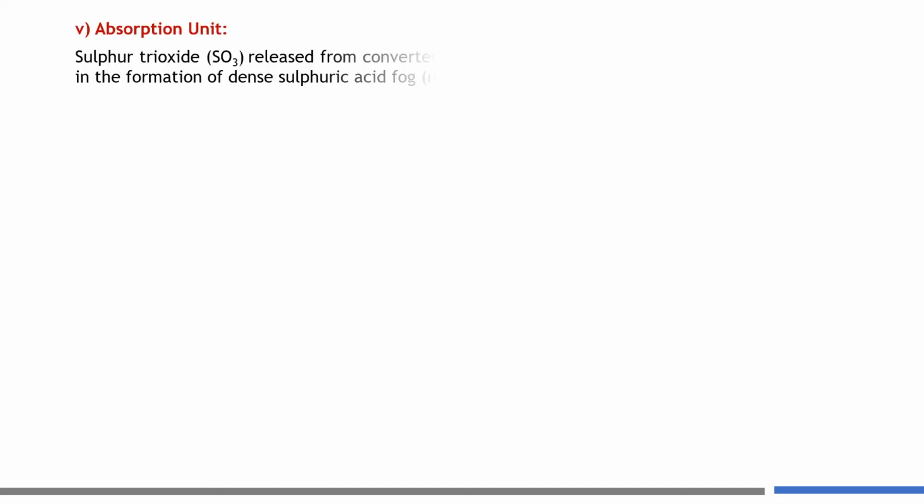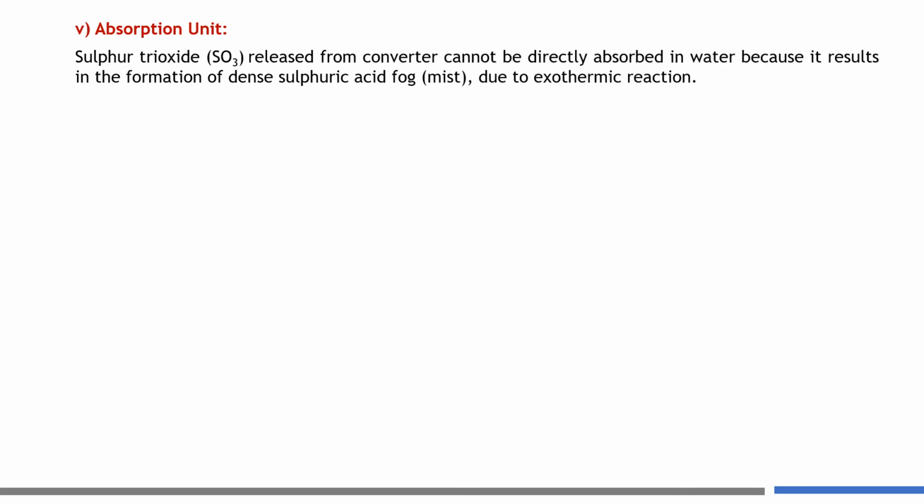Absorption unit. The sulfur trioxide released from the converter cannot be directly absorbed in water because it results in the formation of dense sulfuric acid mist due to the exothermic reaction. H2O plus SO3 gives H2SO4 plus 101 kilojoules of energy.